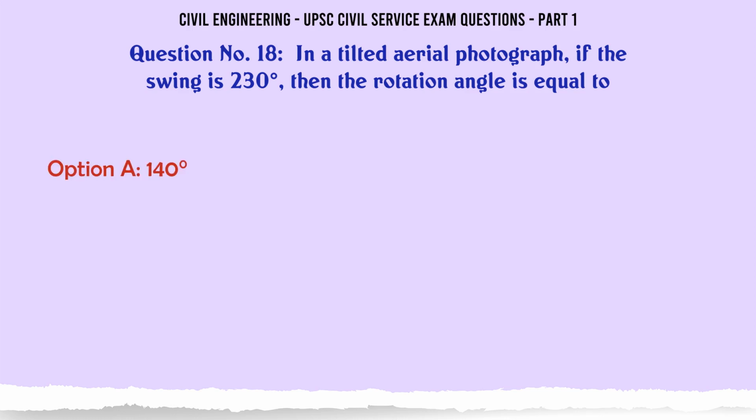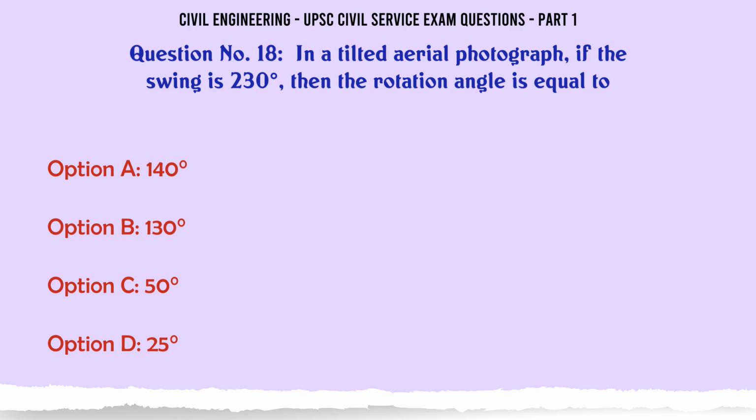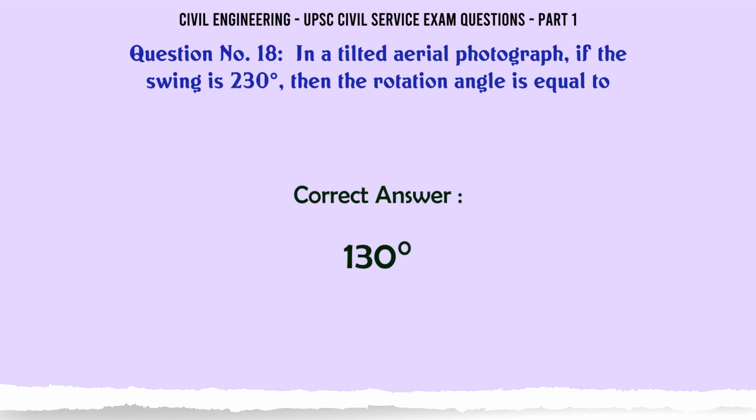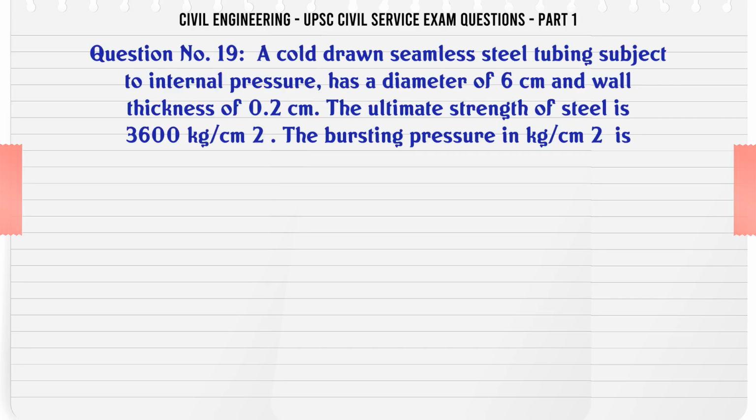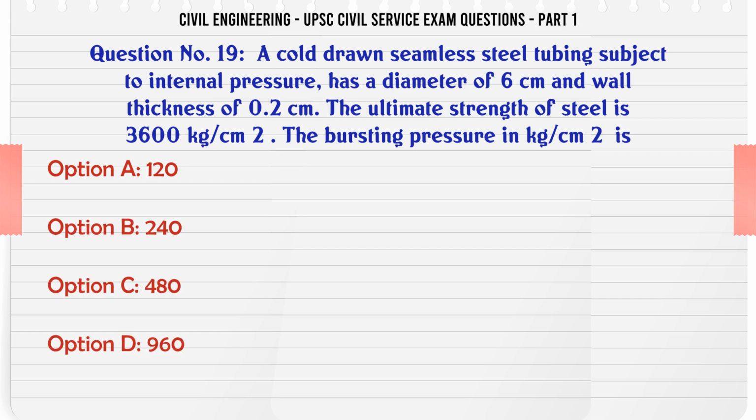In a tilted aerial photograph, if the swing is 230 degrees, then the rotation angle is equal to A 140 degrees, B 130 degrees, C 50 degrees, D 25 degrees. The correct answer is 130 degrees.